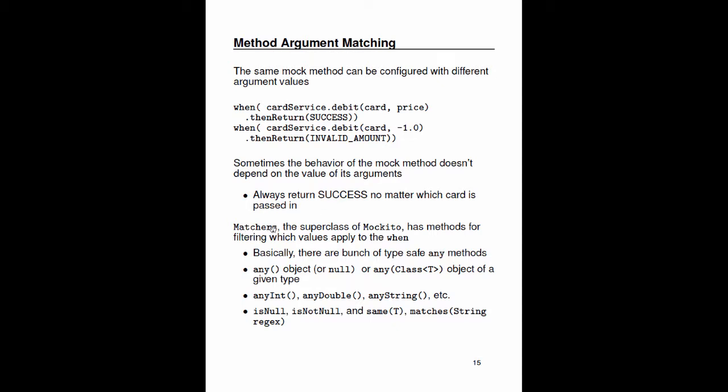And there is this Matchers class, which is available through Mockito, that has methods that you can call to match different kinds of values. It's actually very reminiscent of the Hamcrest matchers that we've seen in unit testing. So there are a bunch of any methods. You can have any object or null, or any object of a given class, any int, any double, any string. And then you can say, as long as the value isn't null, go ahead and return success. Or if it is null, return failure. If it's not null, return success. If it is the same, which is sort of like what we have here. If it matches some regular expression, stuff like that.